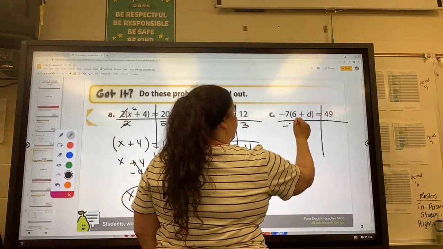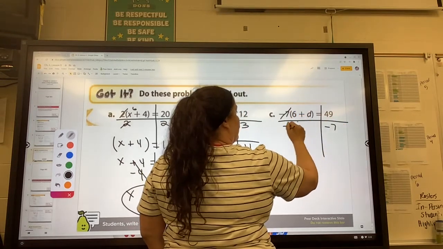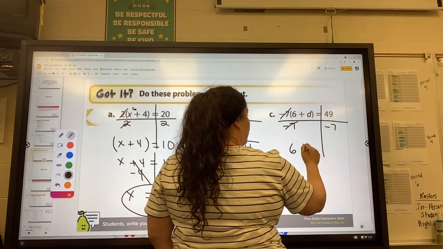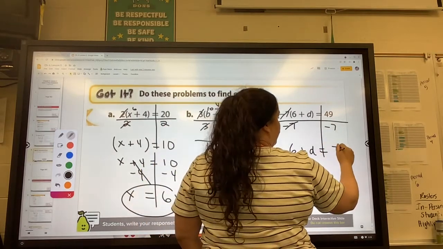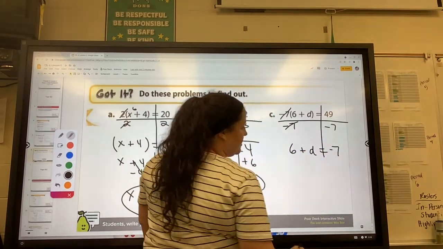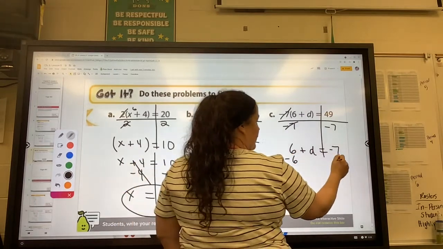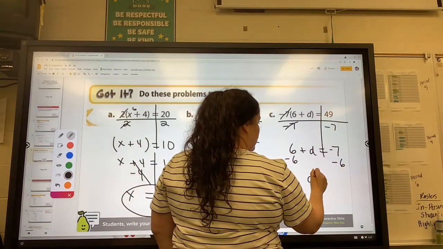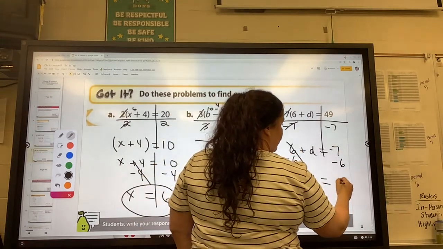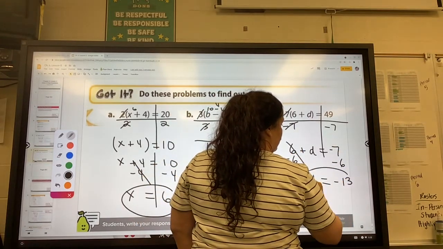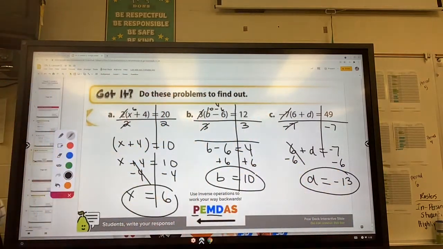Divide both sides by -7. Cancel, so we get 6 plus d equals 49 divided by 7 is 7, but there's one negative, so it's negative. Then we're going to subtract 6. D equals, right, those cancel. -6 plus -7, it's -13. And I encourage you to check that one out as well and make sure that it works out correctly.